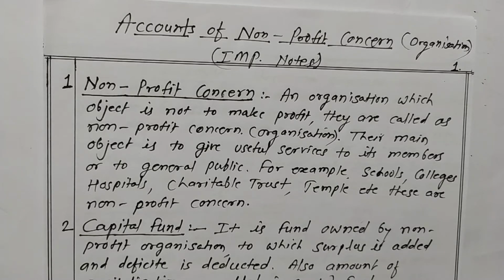Whereas revenue expenses are those expenses which are incurred again and again. In simple words, the expenses which are incurred for the day-to-day functions of the concern are called revenue expenses. For example, payment of salary to staff, payment of rent, printing and stationery, postage, etc. These are the revenue expenses.